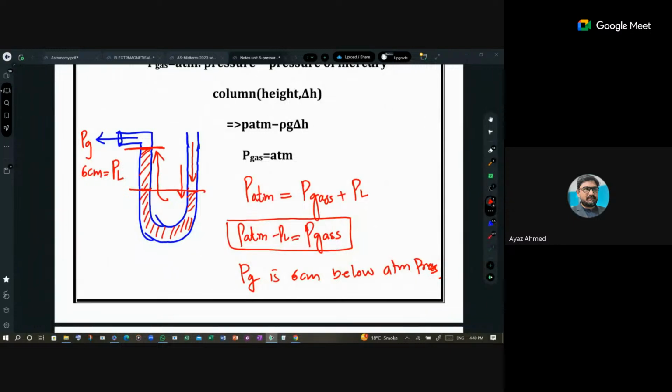If the gas is having less pressure, then the left side would be raised up and the right side would go down, and you will say that the pressure of the atmosphere is equal to gas pressure plus liquid pressure.